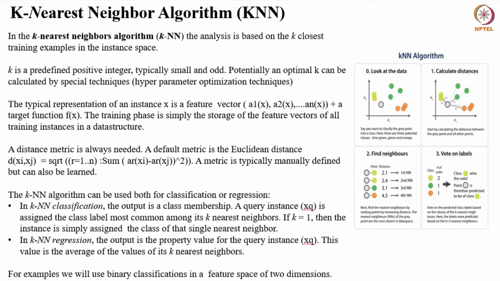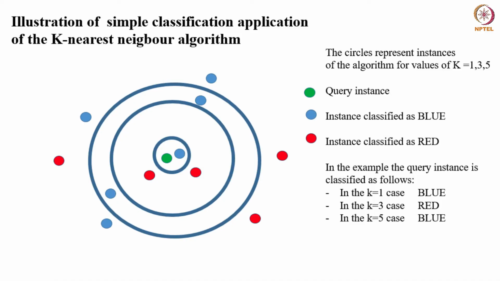For examples, for practical reasons, we will use the simplest case, which is binary classification in a feature space of 2 dimensions. So to the right, you can see just a summary of the stages in this kind of algorithm. You look at the data, store them in space, calculate the distances, find the appropriate number of neighbors, and given that you have chosen the neighbors, you calculate the average of the outcome and take that as the class label in this particular case in a classification task.